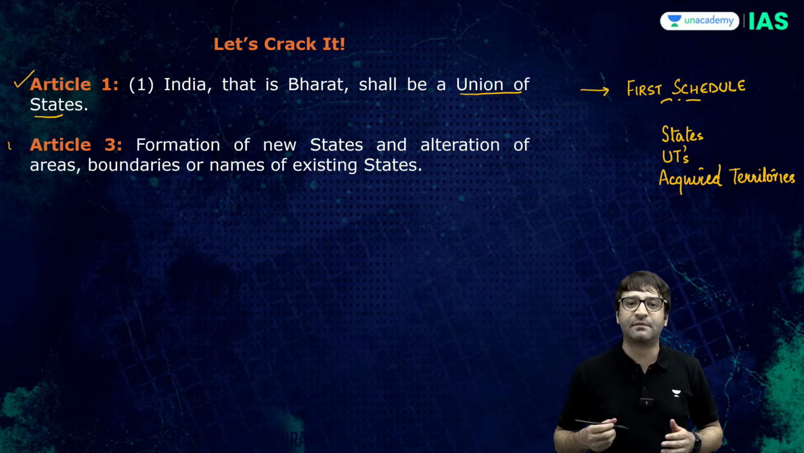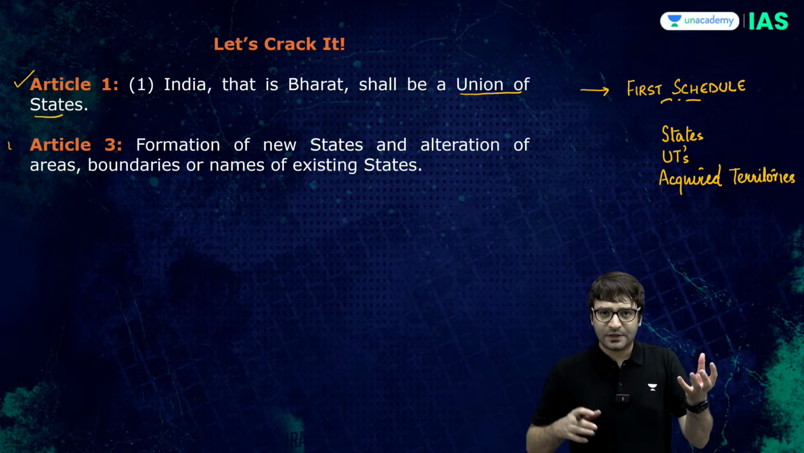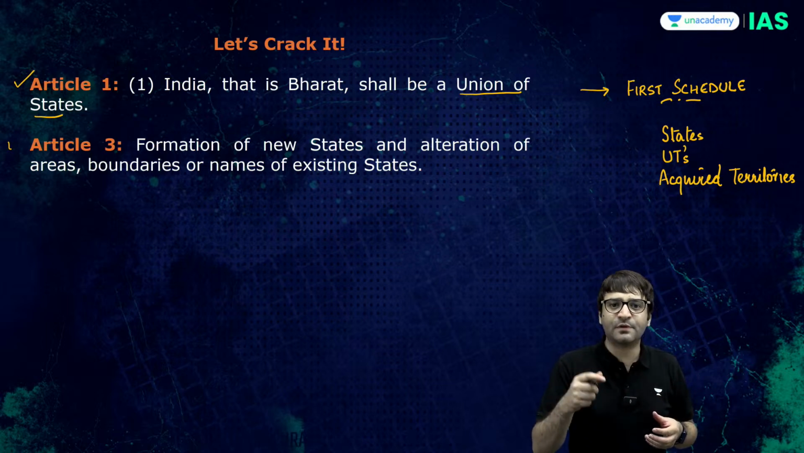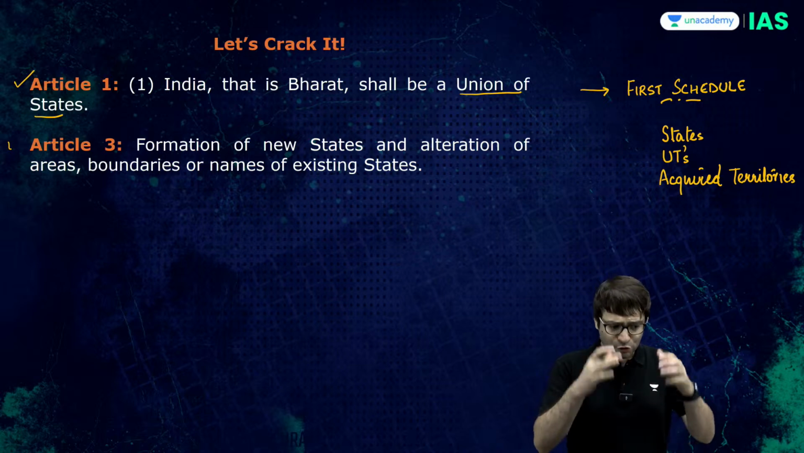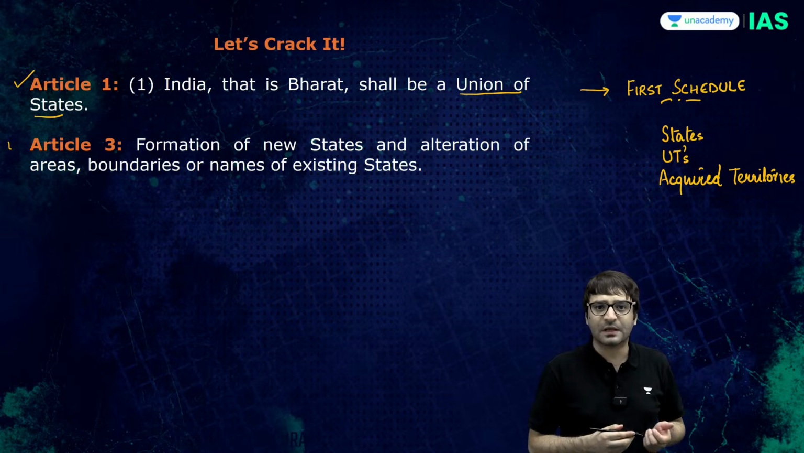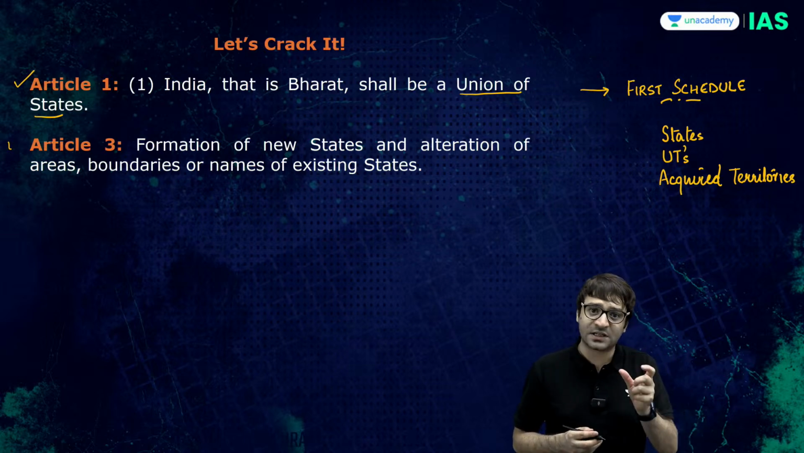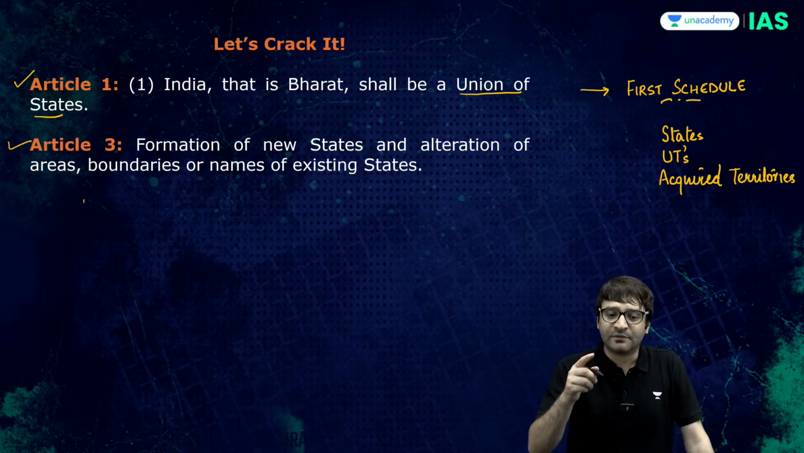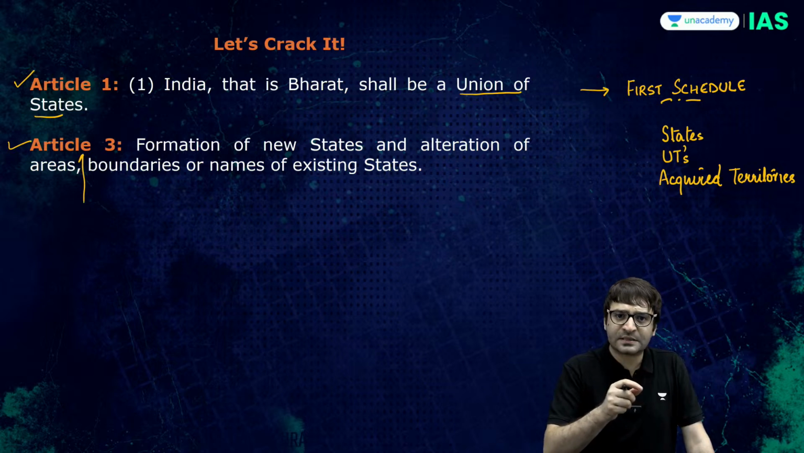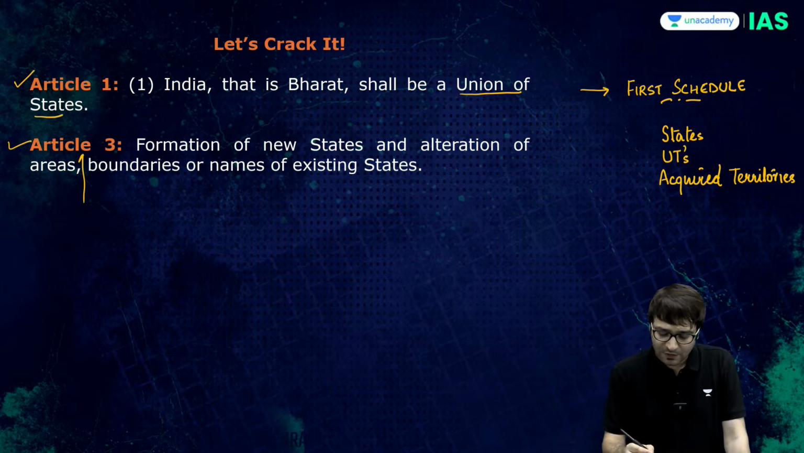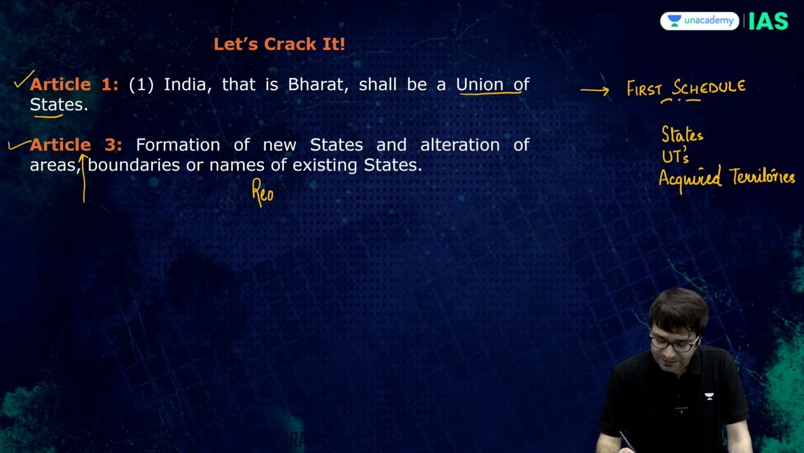Article 3, it talks about the formation of new states. For example, Parliament has the power to increase the area of a state, to decrease the area of a state, to alter the boundaries of the state, to change the name of the state, to bifurcate the state, to split states into multiple different states. What happened in Andhra Pradesh, for example, what happened in Jammu and Kashmir, for example. That's the power given to Parliament under Article 3 of the Constitution. And remember, you should also revise what is the consultative process that the government has to follow when it comes to Article 3, when it comes to what is known as the reorganization of states.